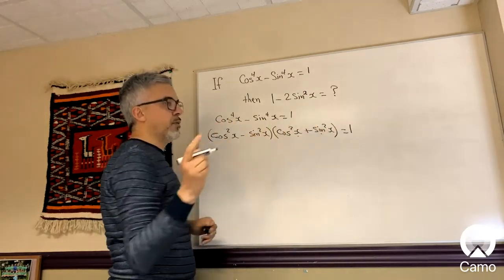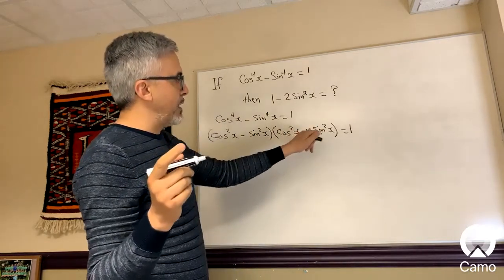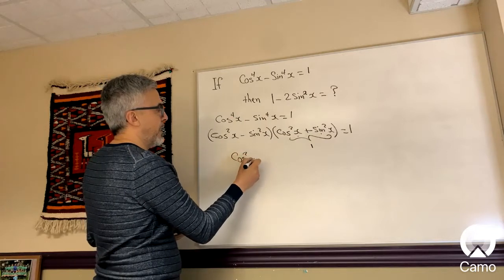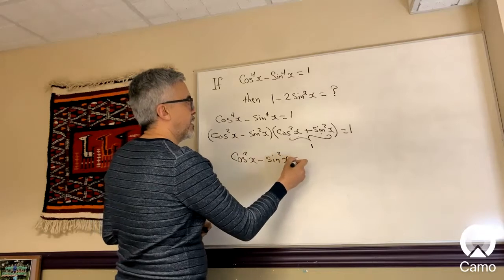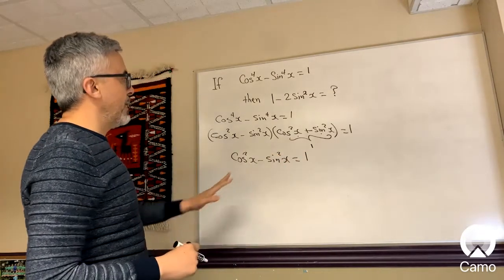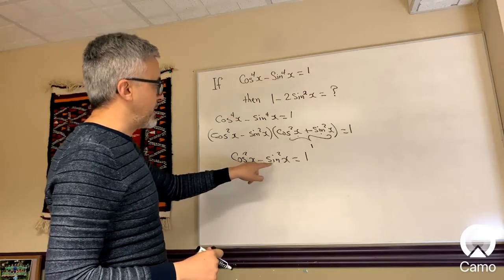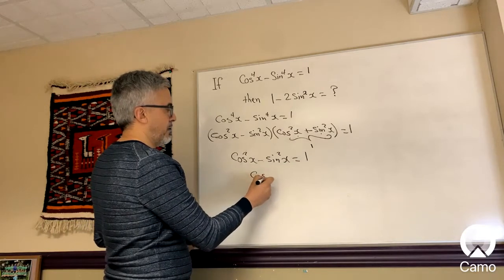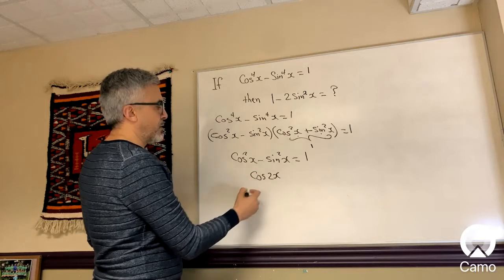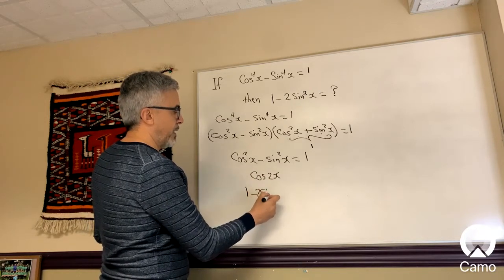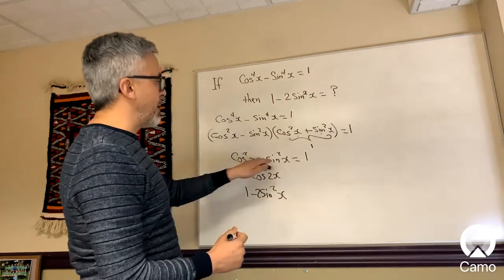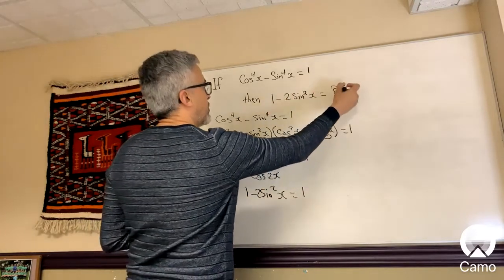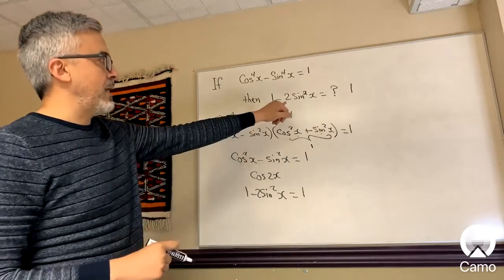Now, cos squared plus sine squared, from your Pythagorean identity, you know you get 1. So all of this just equals 1. So what I end up with is cos squared x minus sine squared x equals 1. And now, if you know what cos squared x minus sine squared x is, this is the double angle identity, which is cos 2x. Also, cos 2x could be expressed as 1 minus 2 sine squared x. So cos squared minus sine squared is also 1 minus 2 sine squared x equals 1. Therefore, this one here would also equal 1. And that's what the answer for 1 minus 2 sine squared x is going to be: 1.